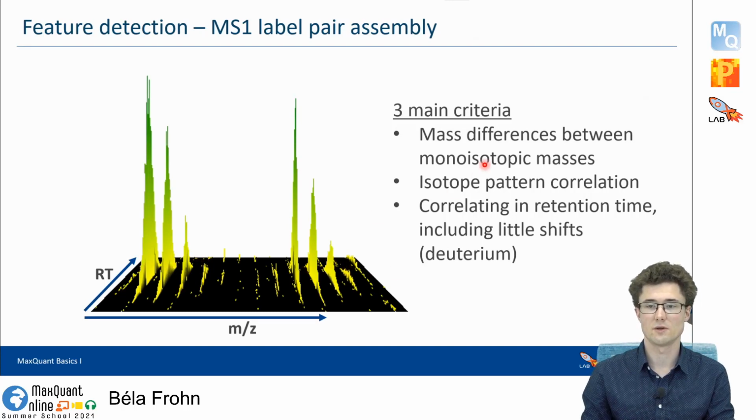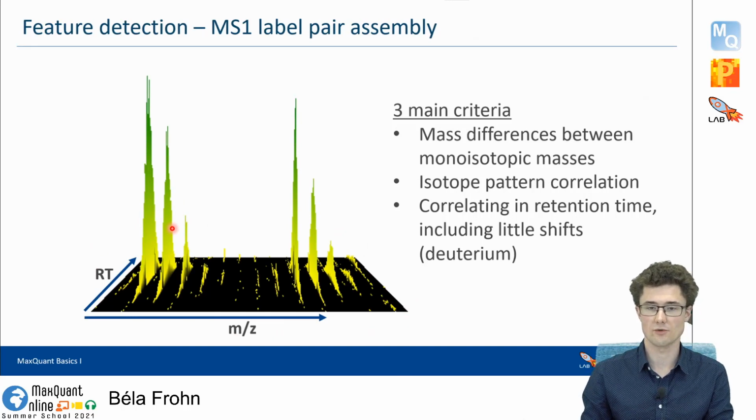So we should roughly know the mass difference, so we should more or less know how these two islands here are separated. And then, of course, these isotope patterns should be correlated. And, of course, here again, the profile over the retention time should be correlated. So again, a clever algorithm taking this into account can find out which label pairs belong together.